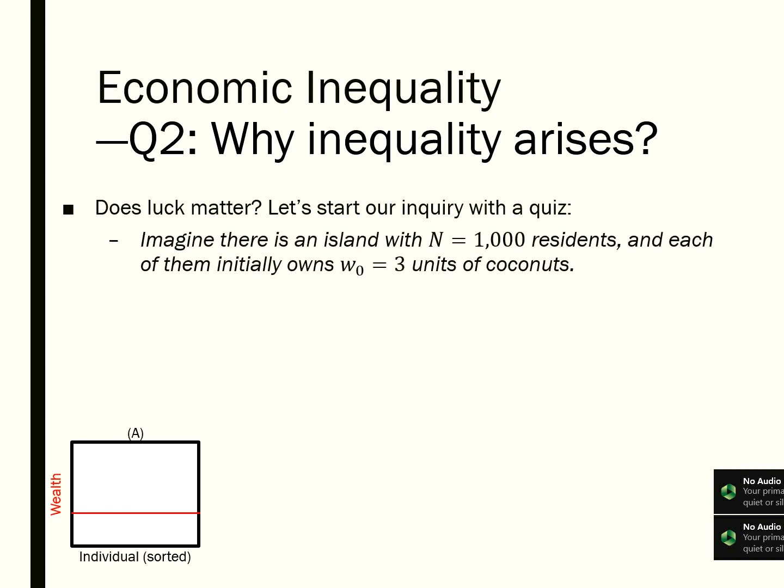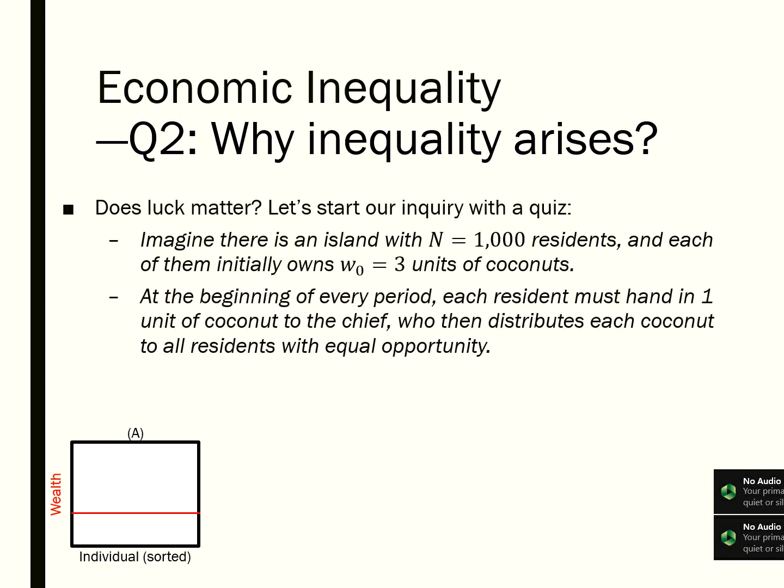Imagine there is an island with 1,000 residents, and each of them initially owns 3 units of coconuts. At the beginning of each period, every resident must hand in 1 unit of coconut to the chief of the island, who then distributes each coconut to all residents with equal opportunity. So there is no inequality in opportunity or endowments.